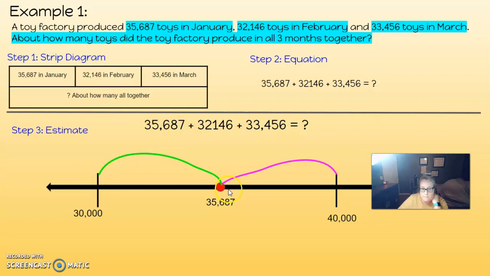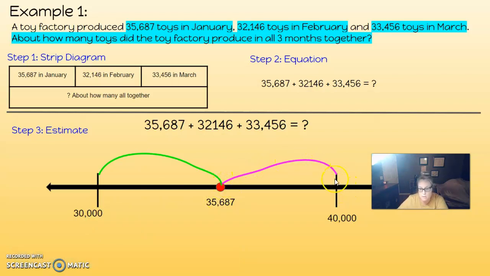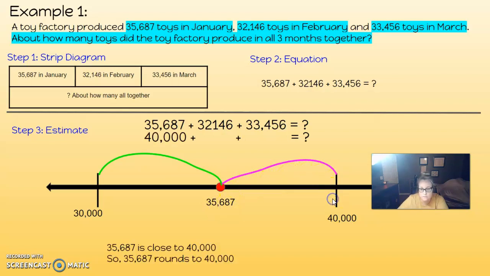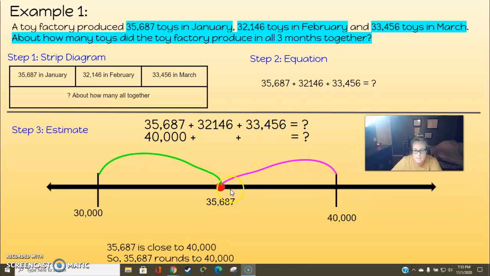35,687. I'm going to plot it, and I'm actually going to draw my lines from one of my benchmark numbers to 35,687, and then 35,687 to my other benchmark number of 40,000. Now, which one is this closer to? It's kind of a tricky one. If you said it's closer to 40,000, you are correct. It's just barely closer to 40,000 because it's close to in the middle.